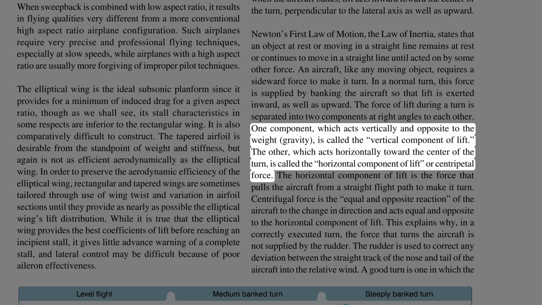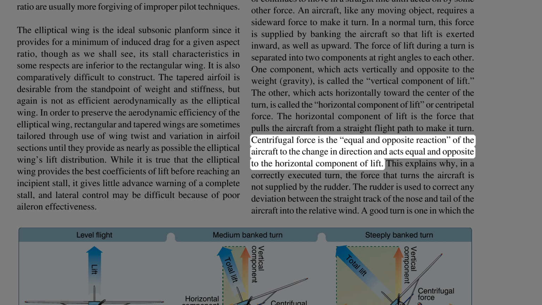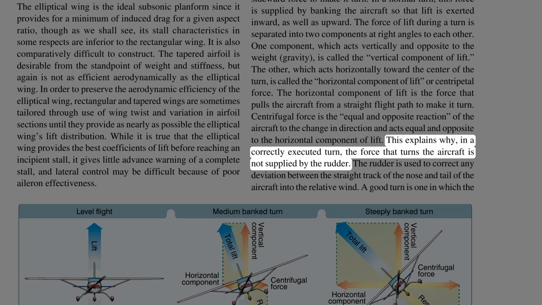One component, which acts vertically and opposite to the weight, gravity, is called the vertical component of lift. The other, which acts horizontally toward the center of the turn, is called the horizontal component of lift, or centripetal force. The horizontal component of lift is the force that pulls the aircraft from a straight flight path to make it turn. Centrifugal force is the equal and opposite reaction of the aircraft to the change in direction and acts equal and opposite to the horizontal component of lift. This explains why, in a correctly executed turn, the force that turns the aircraft is not supplied by the rudder.